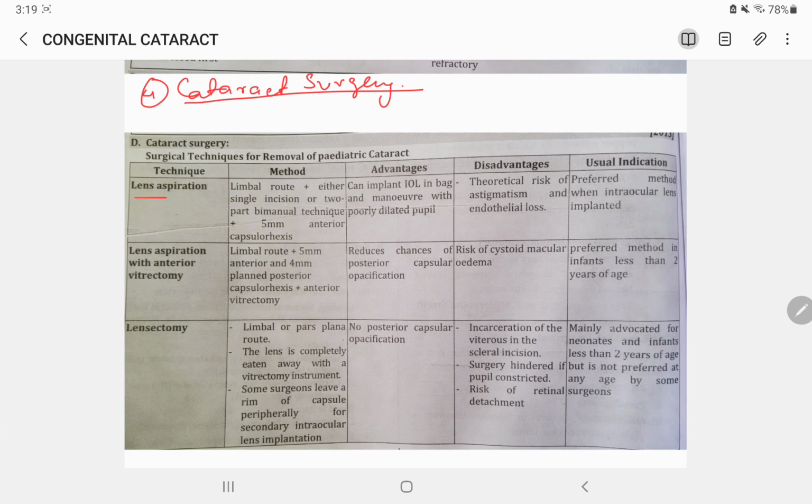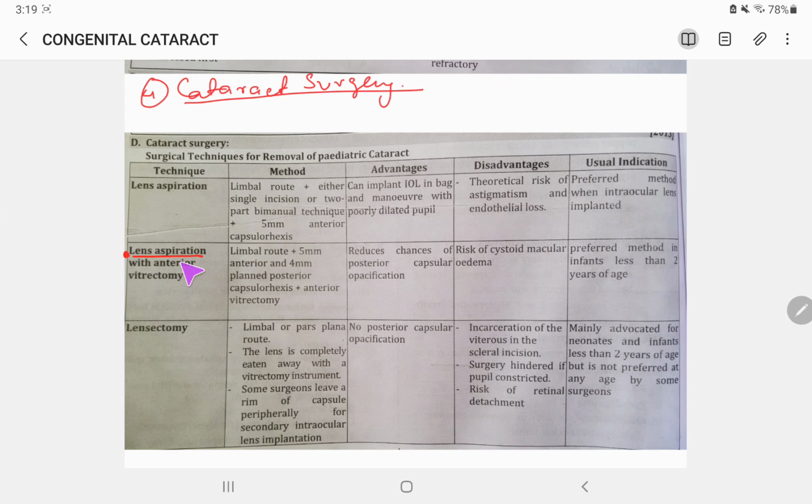Let's not go into more detail, but with lens aspiration we can implant the intraocular lens in the bag and maneuver with a poorly dilated pupil. You can watch some videos on YouTube or elsewhere. It can carry the risks of endothelial loss and astigmatism, and can increase the chances. It is the preferred method when an intraocular lens is implanted in a child.